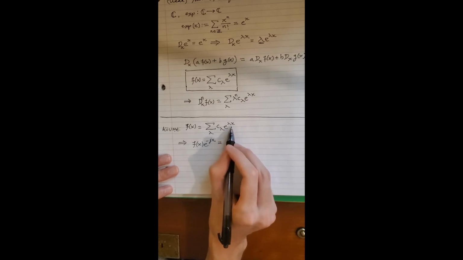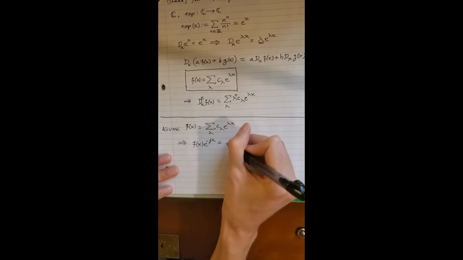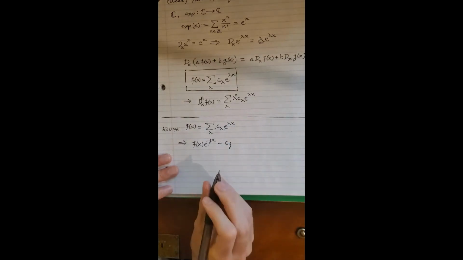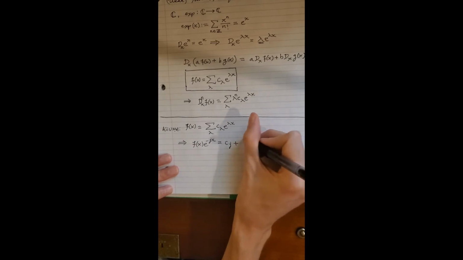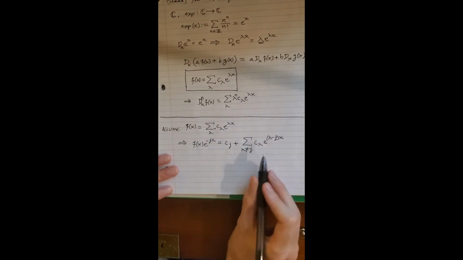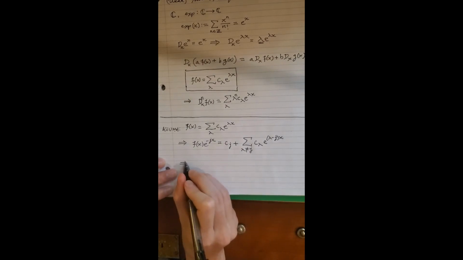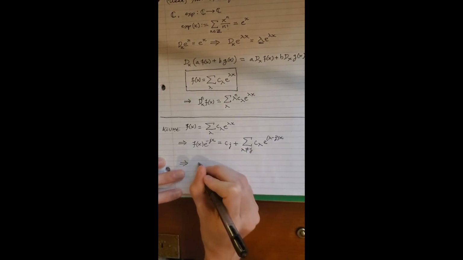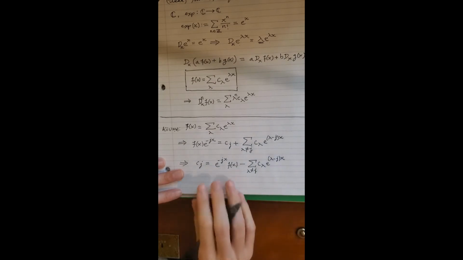So the exponential part's just going to become 1. So we're going to have a term that's just c sub j. And then we're going to have all of the rest of the terms, where lambda is not equal to j. And now we can solve for c_j. We haven't really done very much.